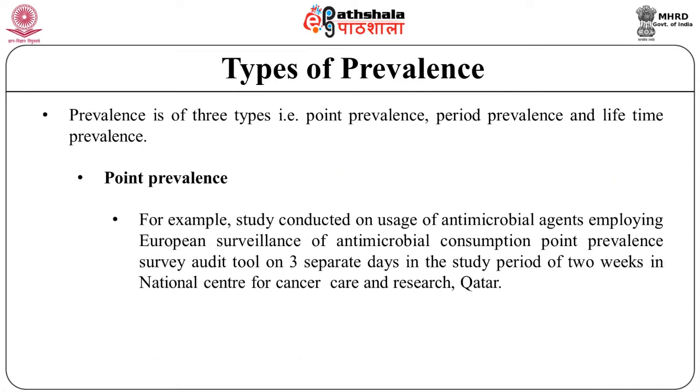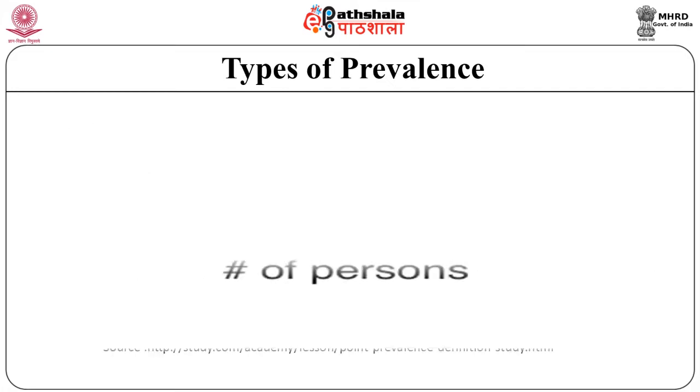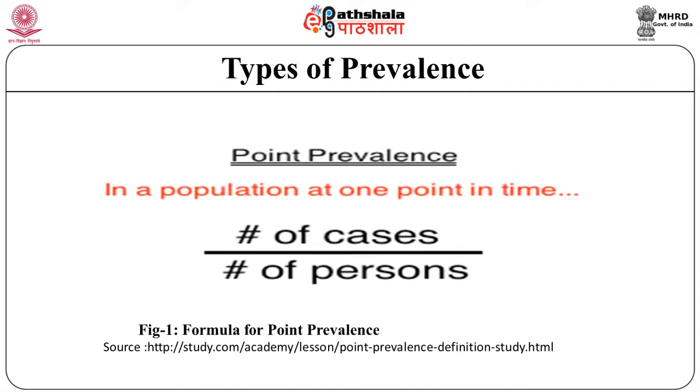For example, a study was conducted on the usage of antimicrobial agents employing the European Surveillance of Antimicrobial Consumption Point Prevalence Survey Audit Tool on 3 separate days in a study period of 2 weeks in the National Center for Cancer Care and Research, Qatar. It was found that the usage of antimicrobials was 43%, with penicillin or beta-lactamase inhibitor combinations predominantly at 39%. Figure 1 shows the formula for the point prevalence.